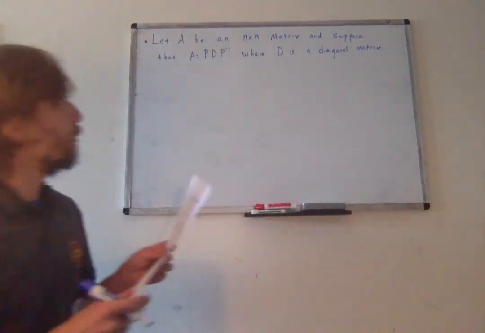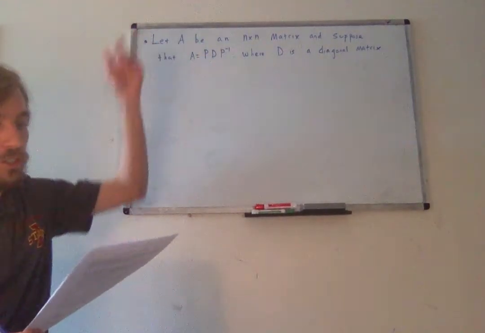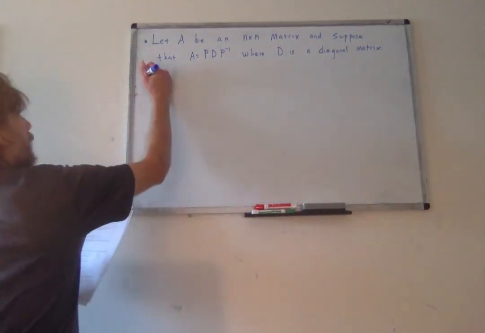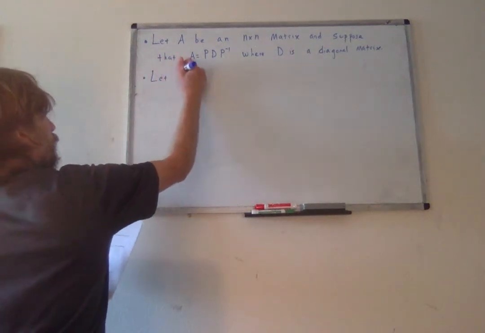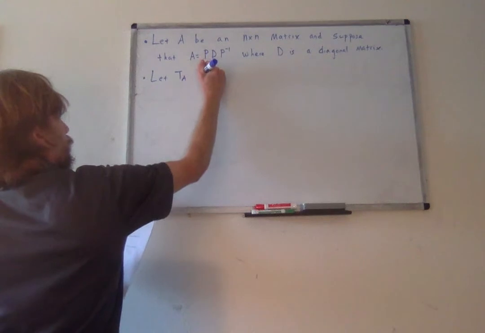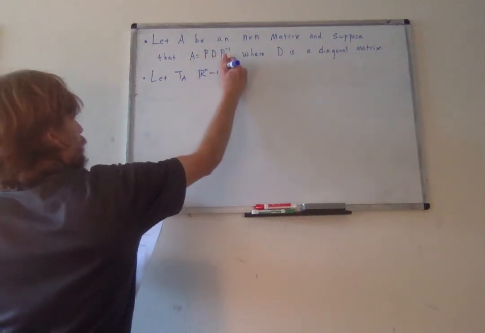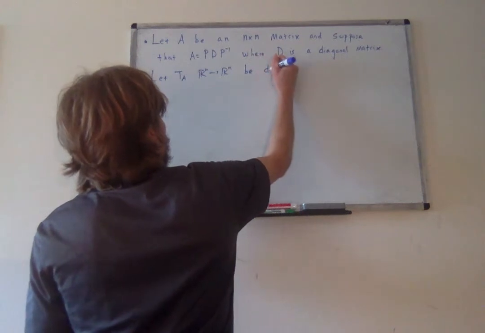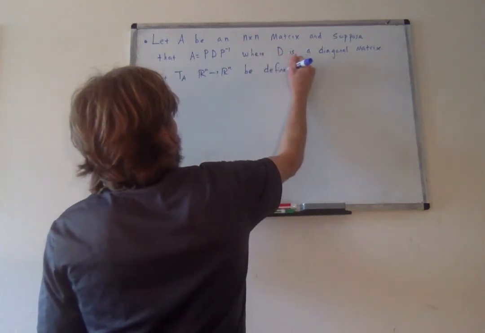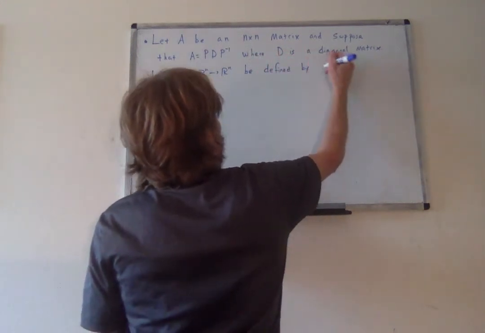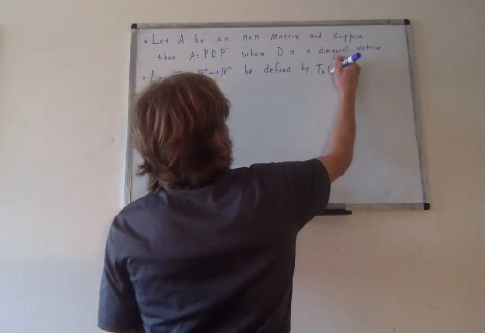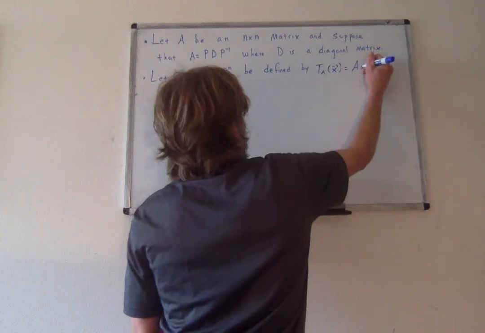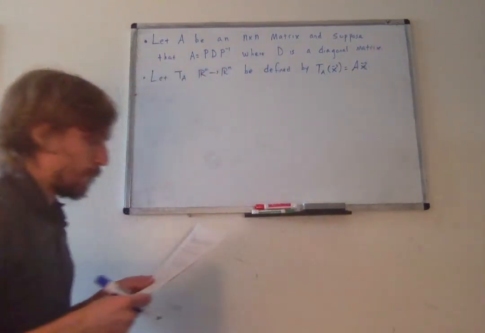So remember, this is equivalent to stating that A is diagonalizable. This is just the definition. So next we're going to let T of A, which maps Rn to Rn, be the linear transformation defined by A. So what that means, T of A is sending x to the vector A times x.